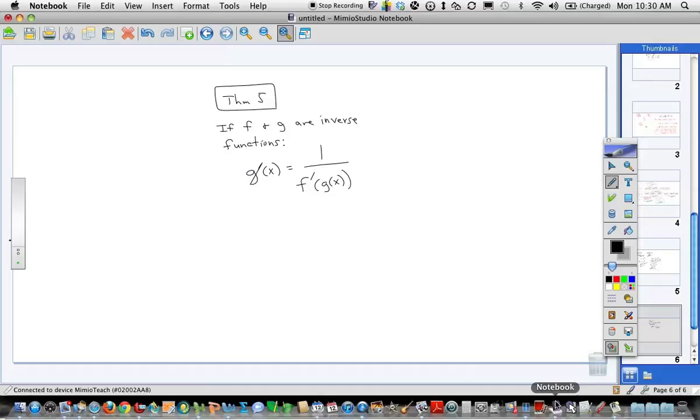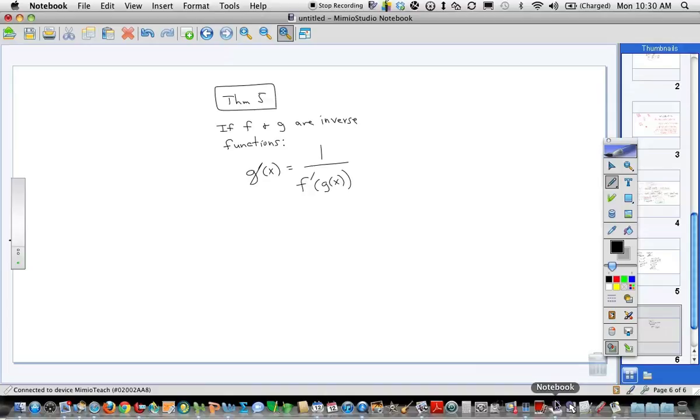If f and g are inverse functions, then g prime is equal to 1 over, there's that reciprocal idea, 1 over f prime. In other words, it's like saying that the slope of g is the reciprocal of the slope of f. Now there is this one difference. You notice that g of x is on the inside. The inputs have been flipped too, right? For the g function, we've got the input x. But for the f function, the input is g of x, the output of the g function.